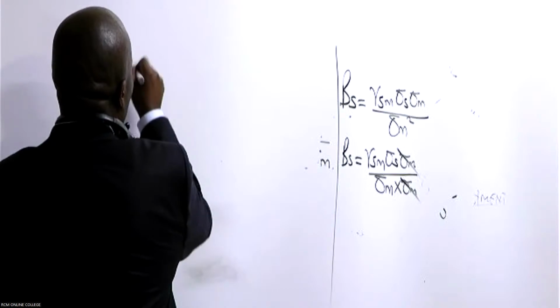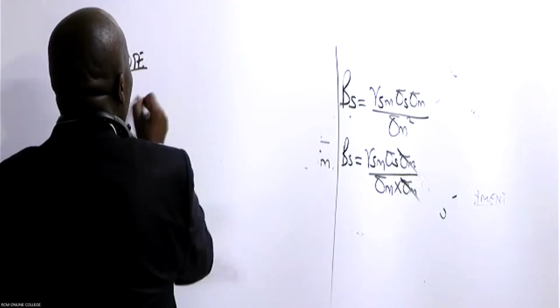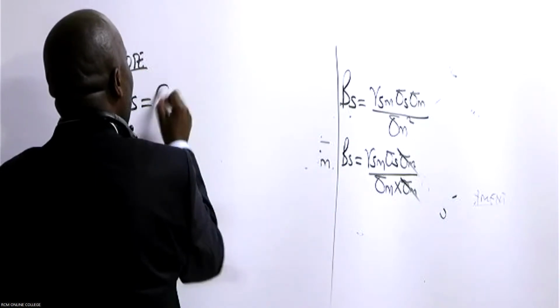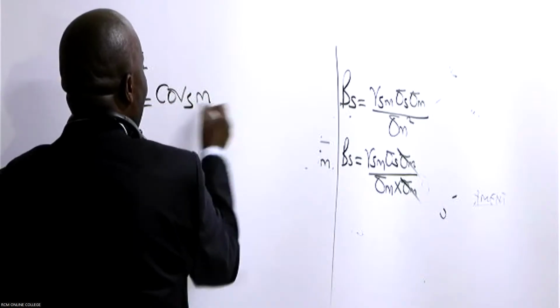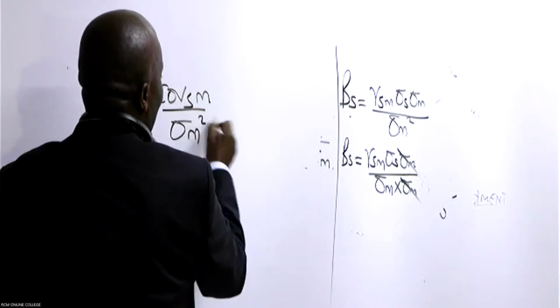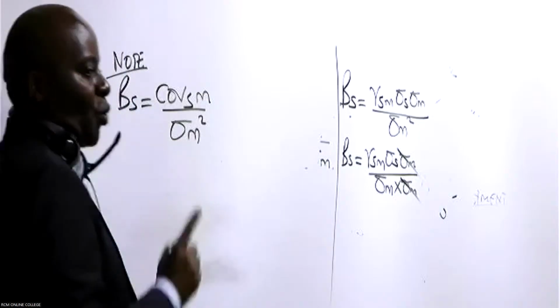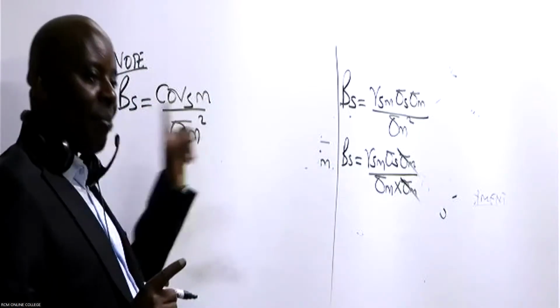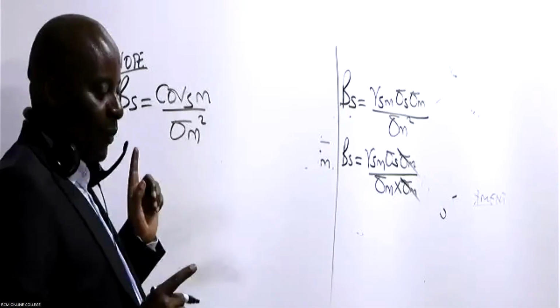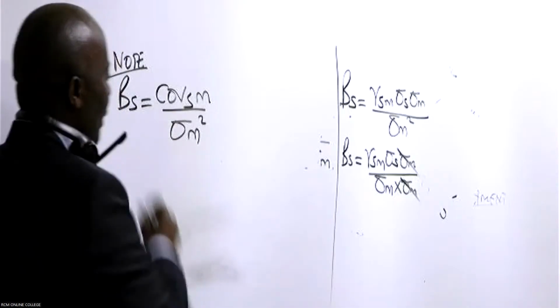Number one, this is a very important note: to get beta of a security, you'll be taking covariance between S and M divided by the standard deviation of the market squared. We call this one the covariance approach of getting beta. Covariance approach. This is number one.